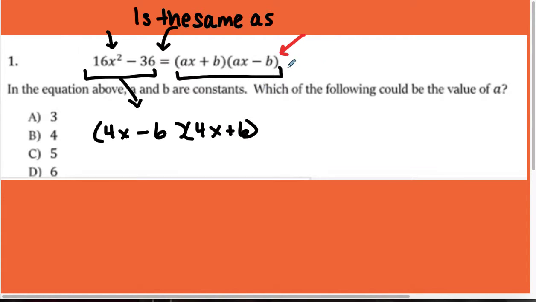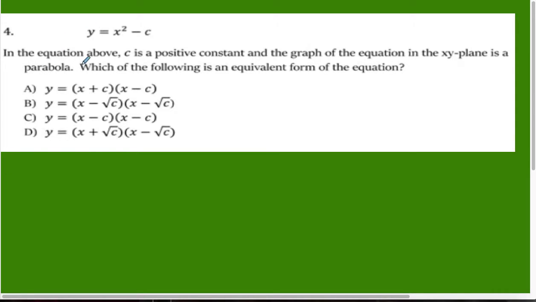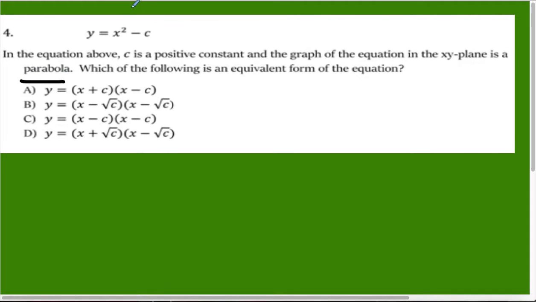So it's just asking which of the following could be a value of A. Well, A is the number in front of the x, so it looks like it would be 4. All right, let's look at some more unfamiliar type questions. It says in the equation above, C is a positive constant, so that means a positive number, and the graph of the equation in the xy plane is a parabola. So that's telling me this is a quadratic function, okay, and it's a parabola.